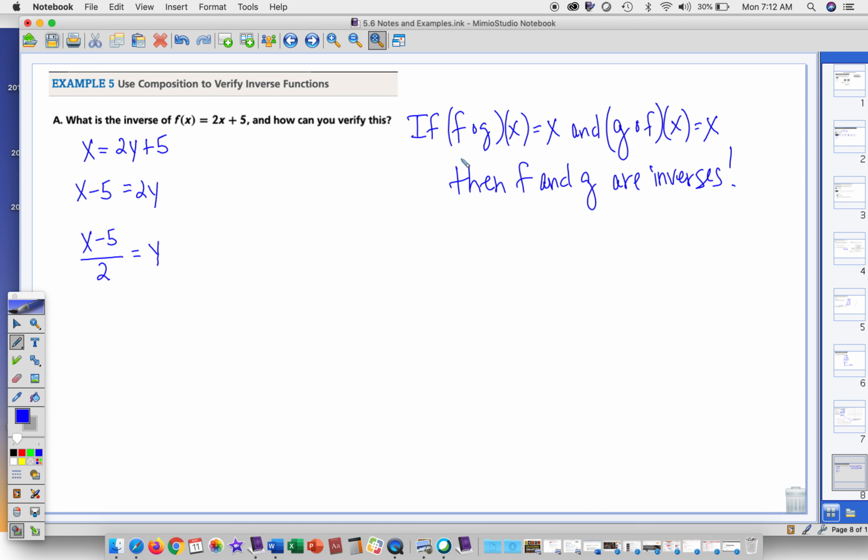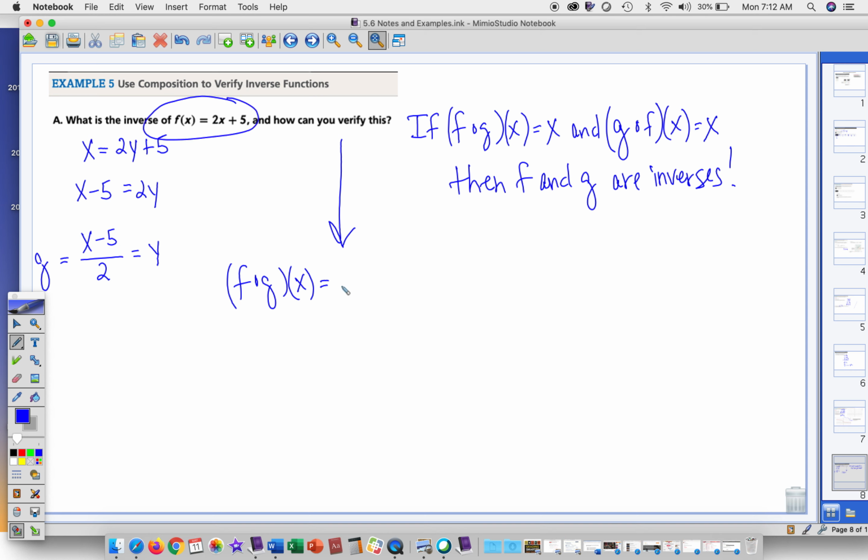Okay, so we can verify it by calculating the composition f of g and g of f and seeing what happens. To verify this, I'm going to find f of g, and you can use either notation for the composition. This will be our g function, and here's our f function.